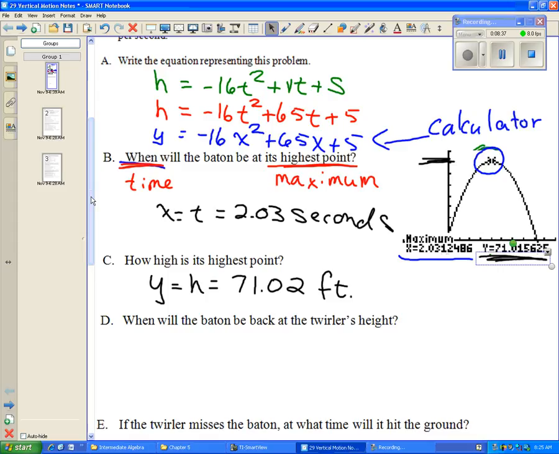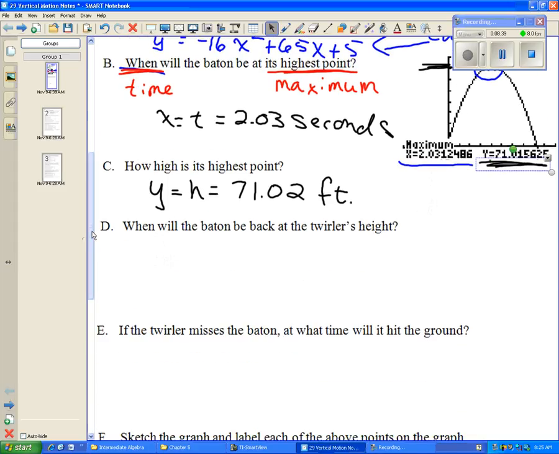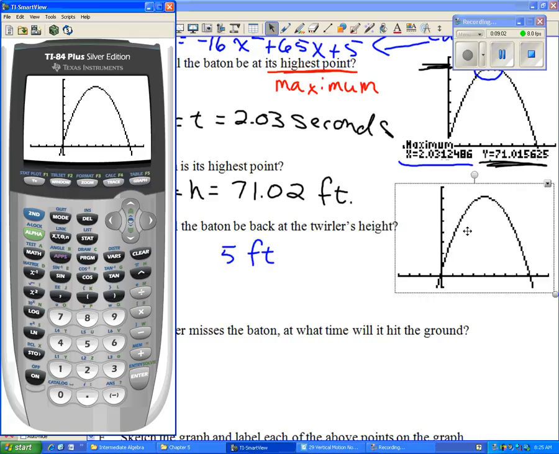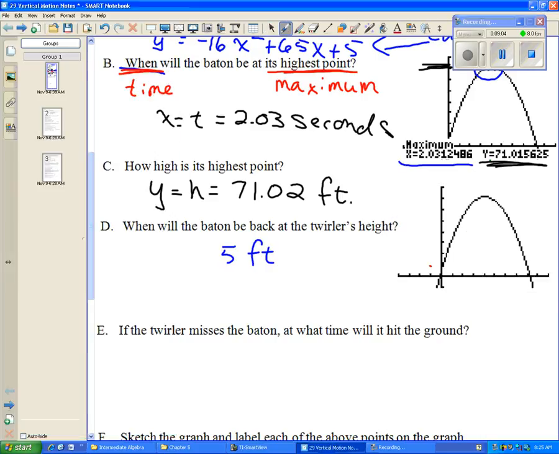Let's go on to question D. When will the baton be back at the twirler's height? Well, what is the twirler's height? We know that the twirler started off at 5 feet. So I want to know when I'm back at 5 feet. If I bring up my calculator again, we can see that right here I have my y-intercept, and I want to know when I'm back at that same height of 5 feet.